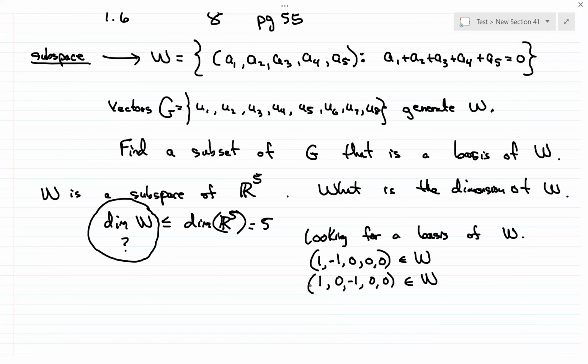Okay. Well, it's easy to see it's an element of W. Why? Because the sum of the coordinates add up to 0.